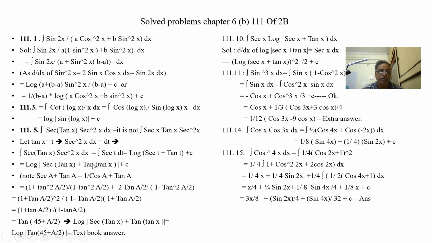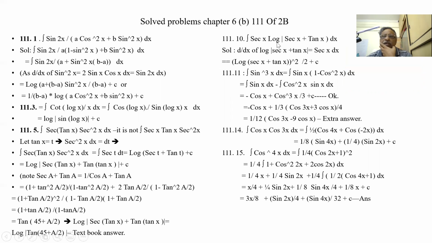This is the textbook answer, but this answer is simpler. Log of secant tan x plus tan x is also correct. Log of secant x plus tan x: we know the differentiation of log of secant x plus tan x is secant x. When we differentiate this, 1 by secant x plus tan x into secant x tan x plus secant square x. These get cancelled, secant x is remaining. So this is the differentiation of it. So we also have log of secant x plus tan x, whole square by 2, as the answer.